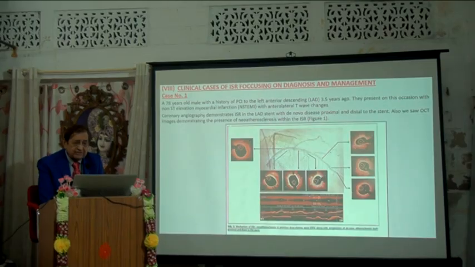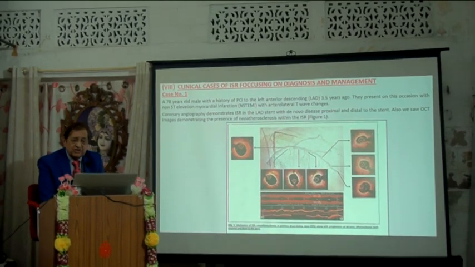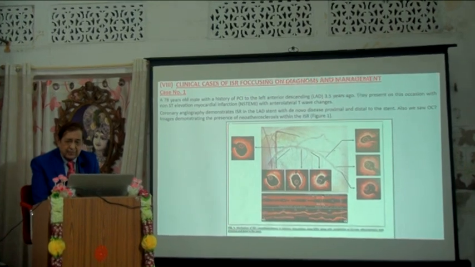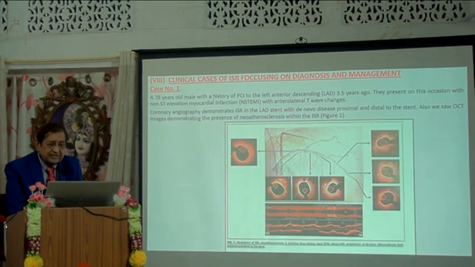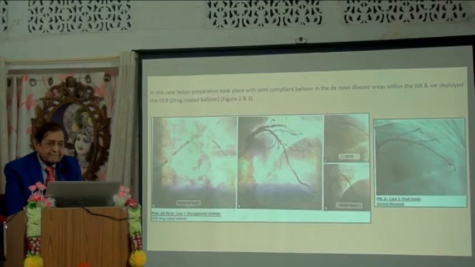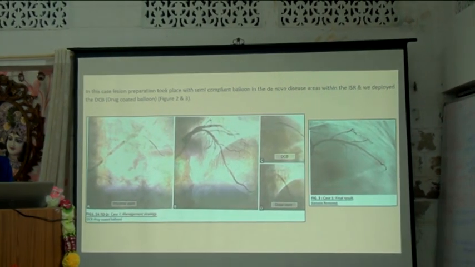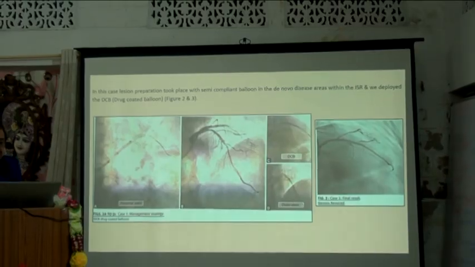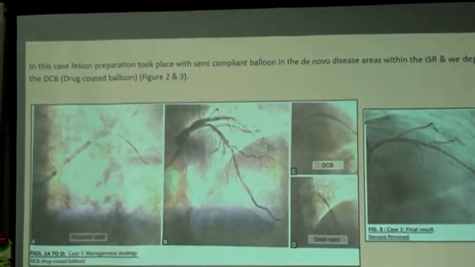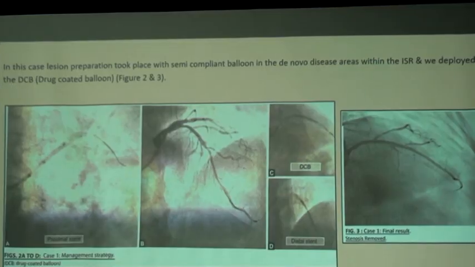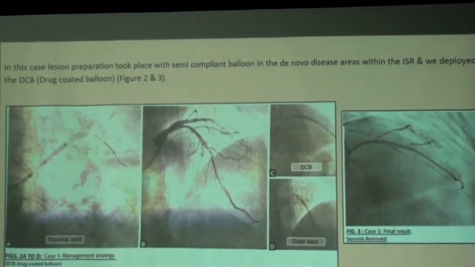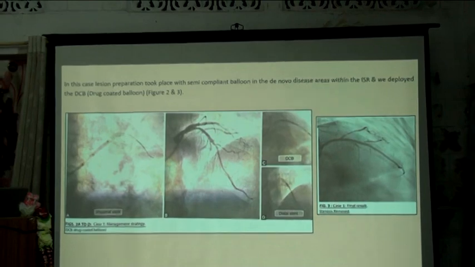Coronary angiography demonstrates ISR in the LAD stent and de novo disease proximal and distal to the stent. Also we saw OCT images demonstrating the presence of neoatherosclerosis within the ISR. In this case, lesion preparation took place with a semi-compliant balloon in the de novo disease area within the ISR, and we deployed the drug-coated balloon, and you can see that the stenosis is removed. It is clearly, you can see the last figure, stenosis is removed.